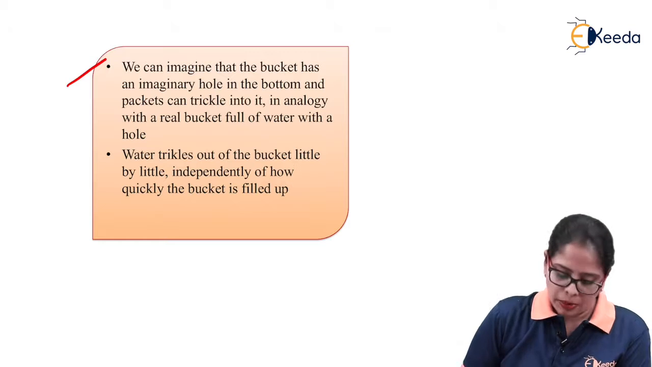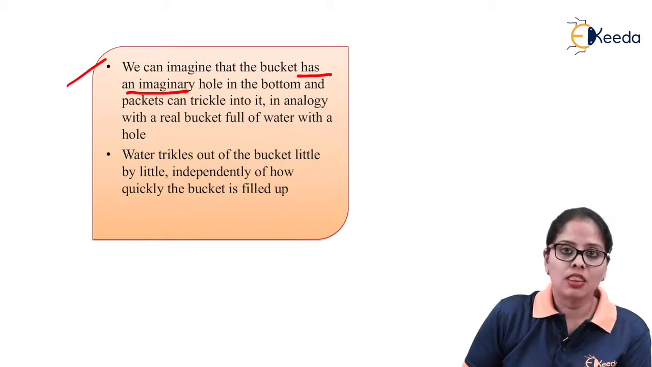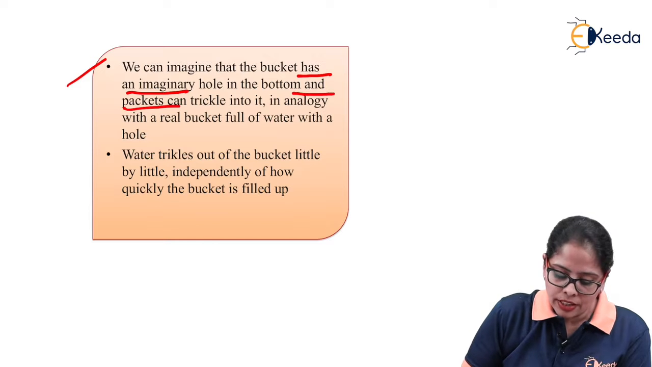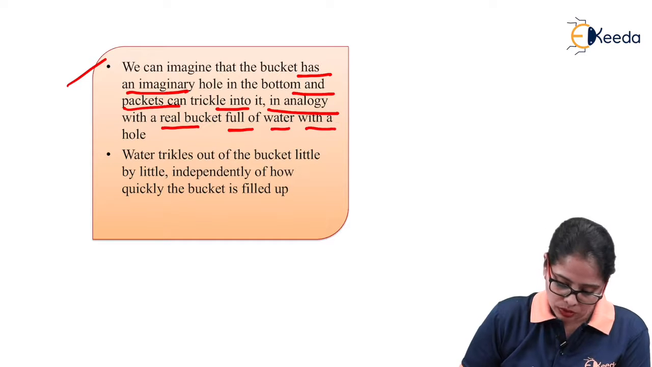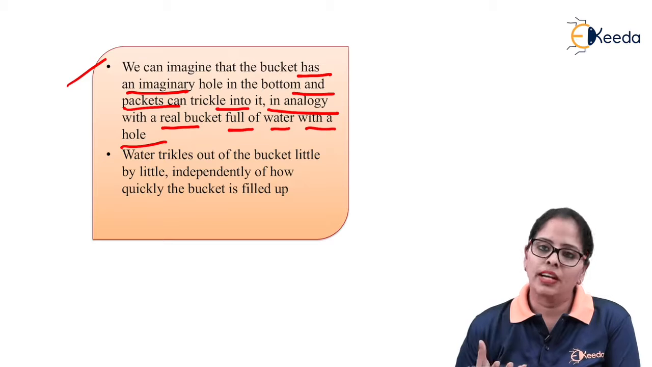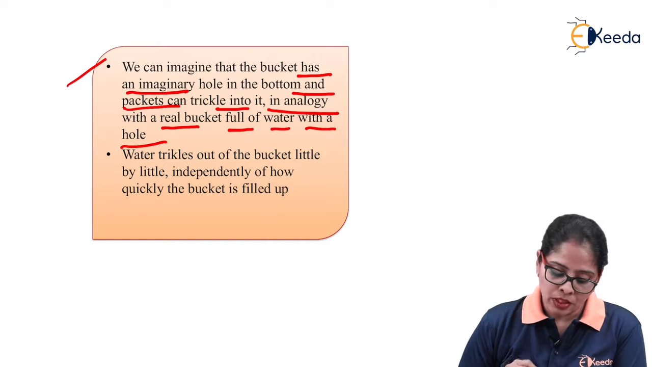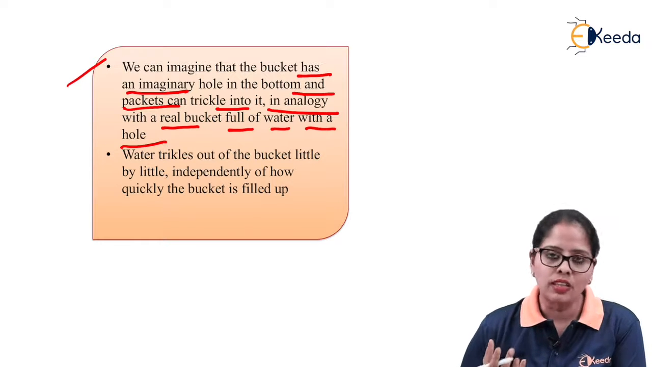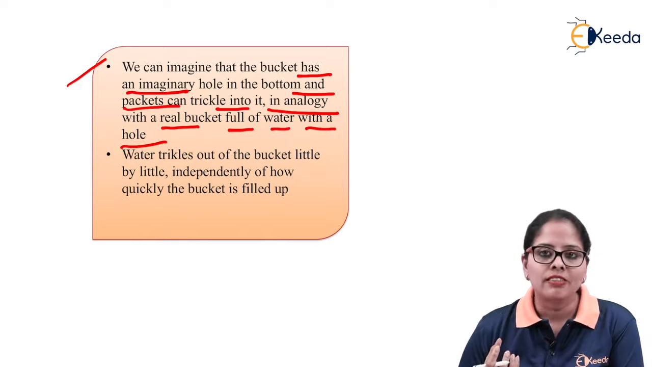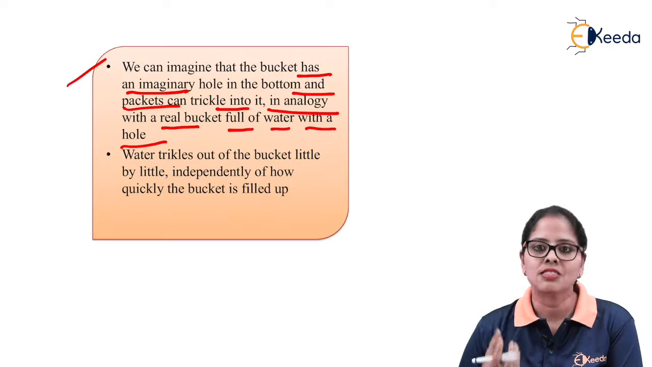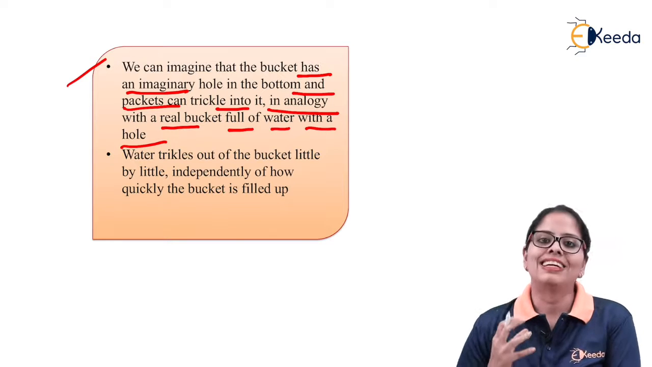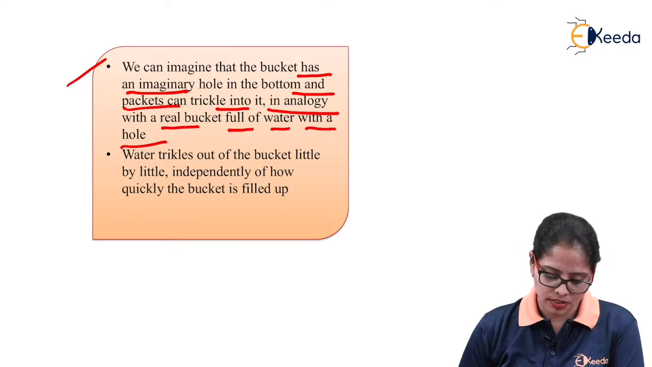Now we can imagine the bucket has an imaginary hole in the bottom and the packets can trickle out of it, an analogy with a real bucket full of water with a hole. So basically, what is a leaky bucket? Here there will be a big bucket, and at the bottom you will get a hole. The water will trickle out of the bucket little by little, independent of how quickly the bucket is filled up. Now see here, all the bursty traffic is nothing but your water, which trickles inside. So all the bursty traffic gets collected into the bucket.